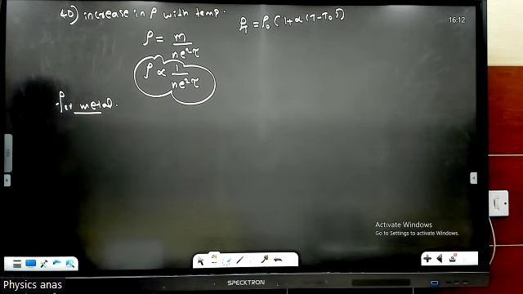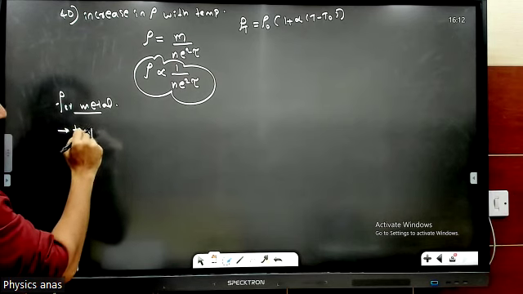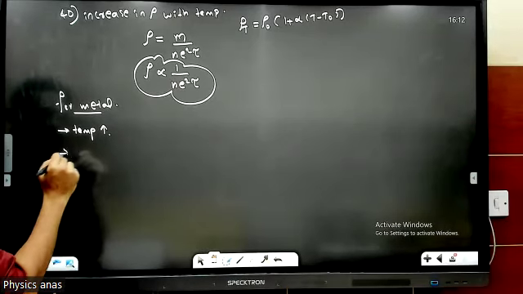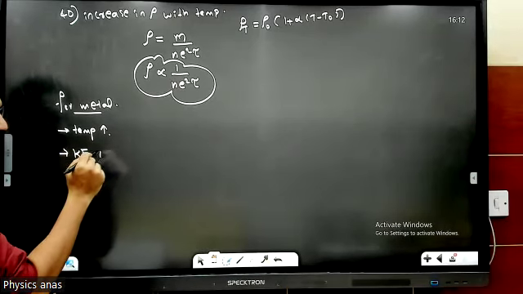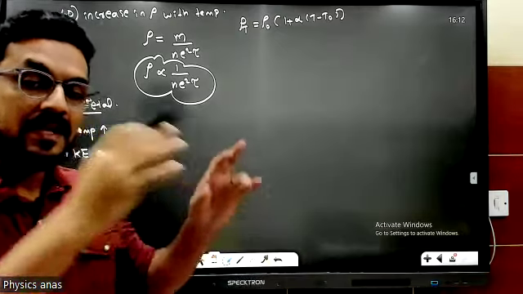We have already discussed that. As temperature increases, what is the first point? Temperature increases. If temperature increases, what will happen to the kinetic energy of electrons? The kinetic energy of electrons will increase because of temperature. What is kinetic energy? Kinetic energy is average temperature.